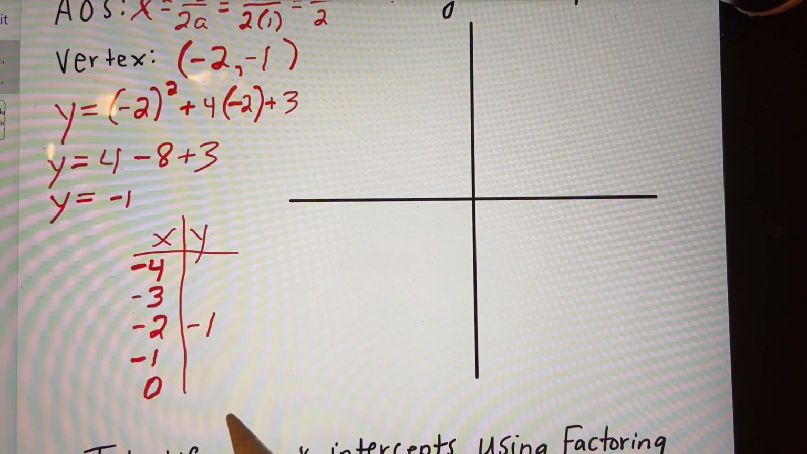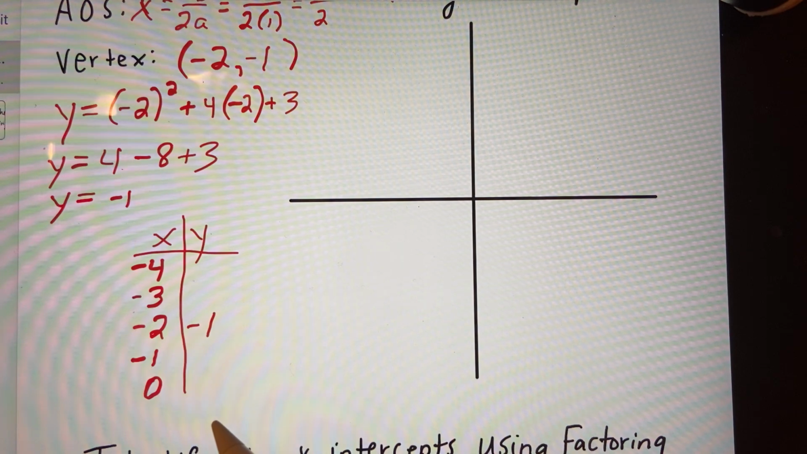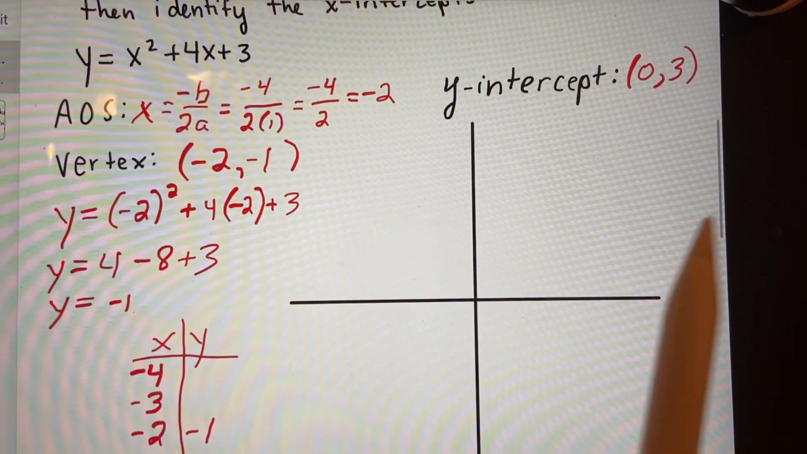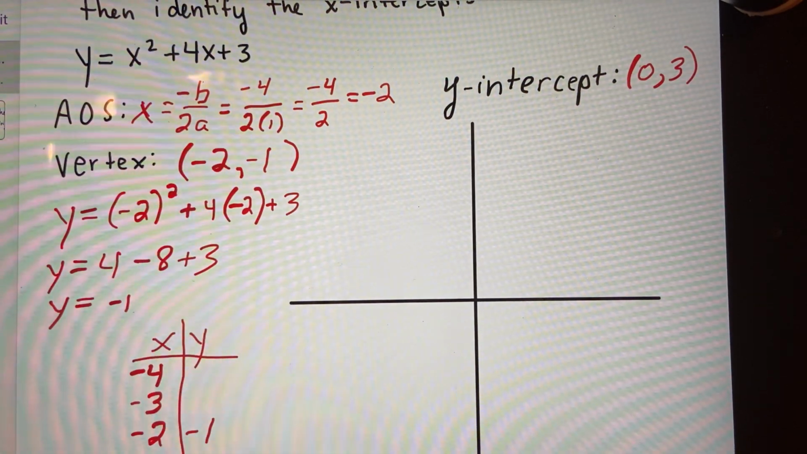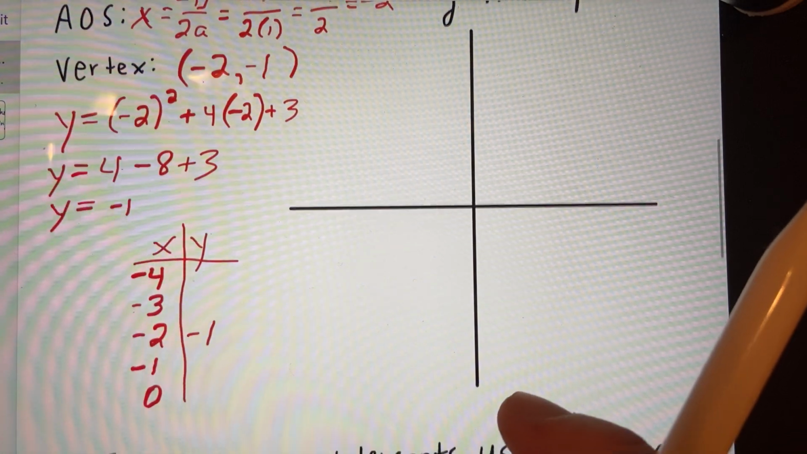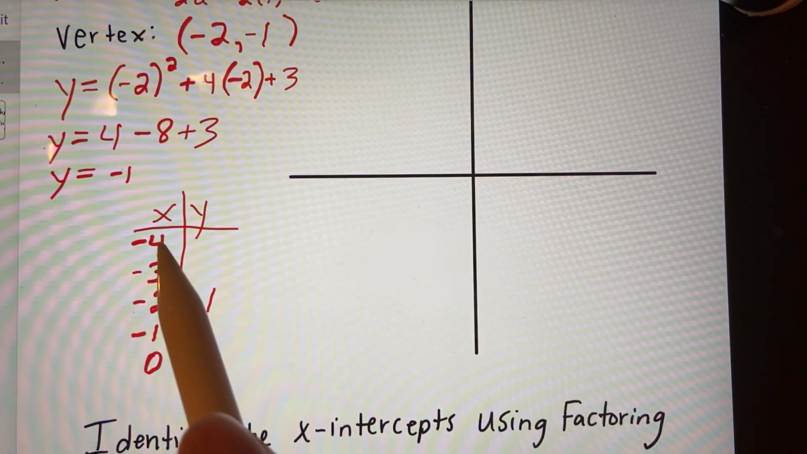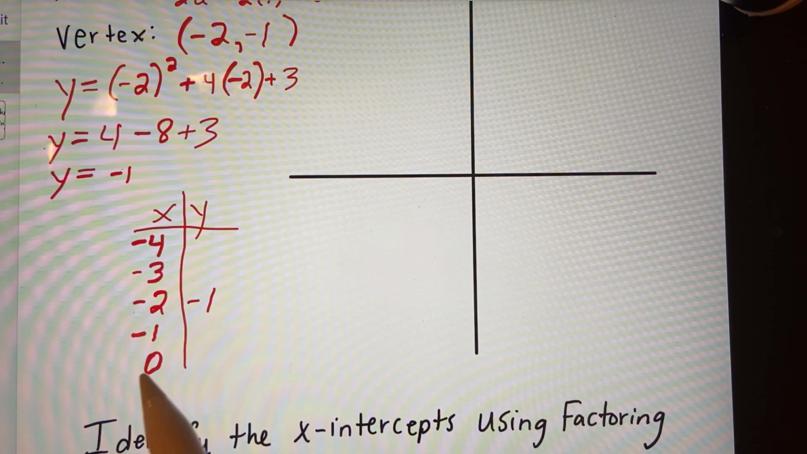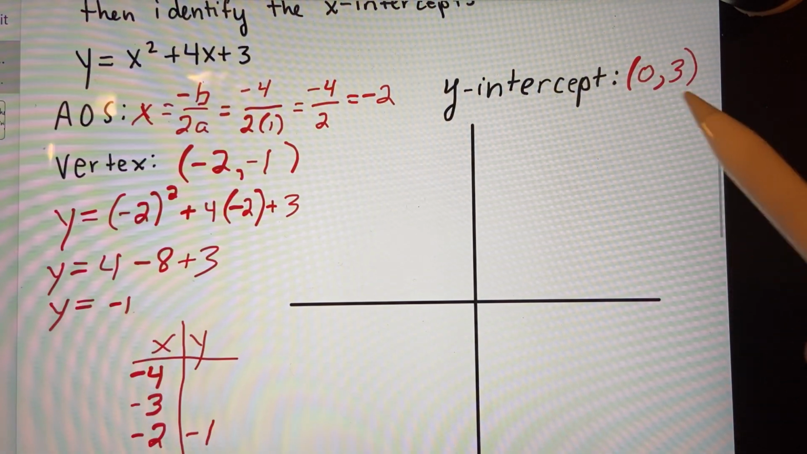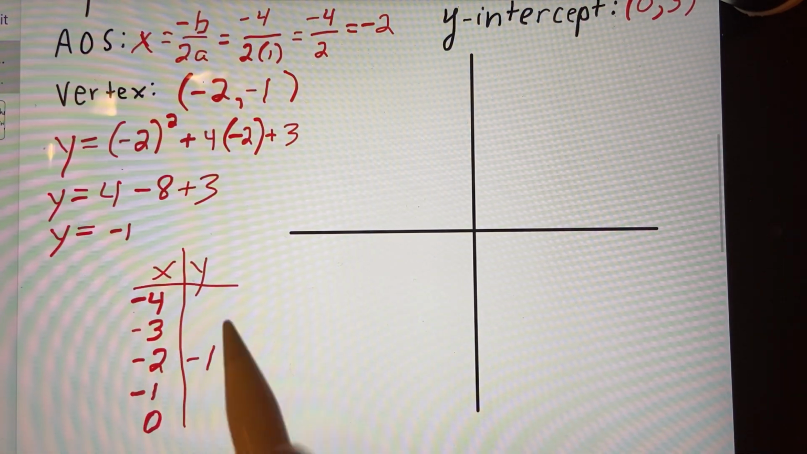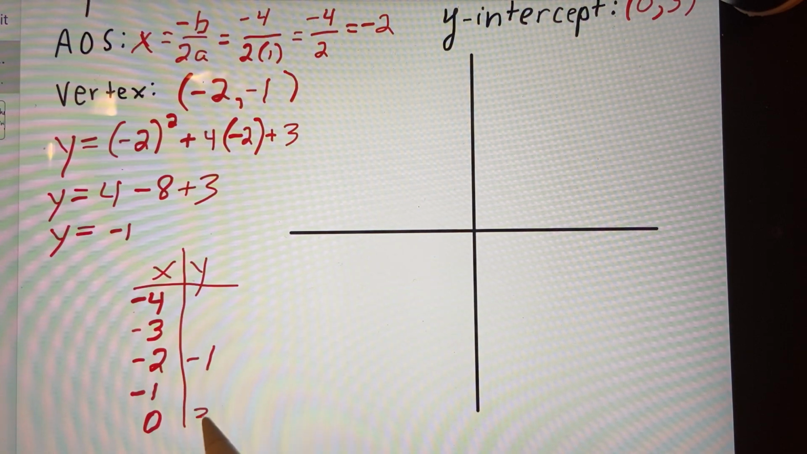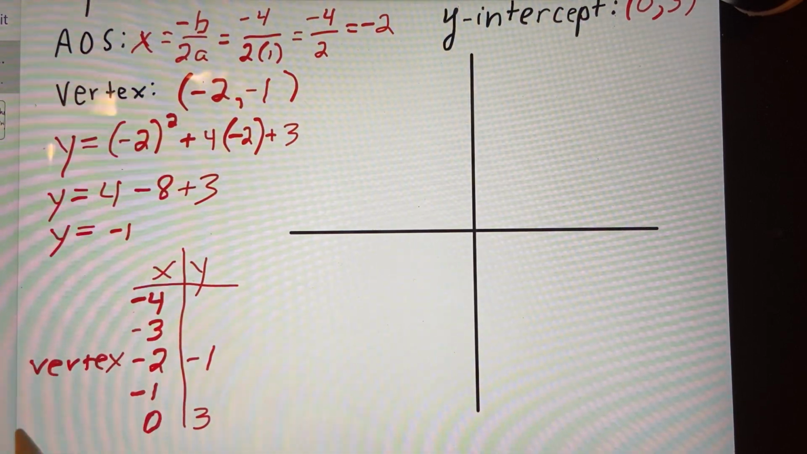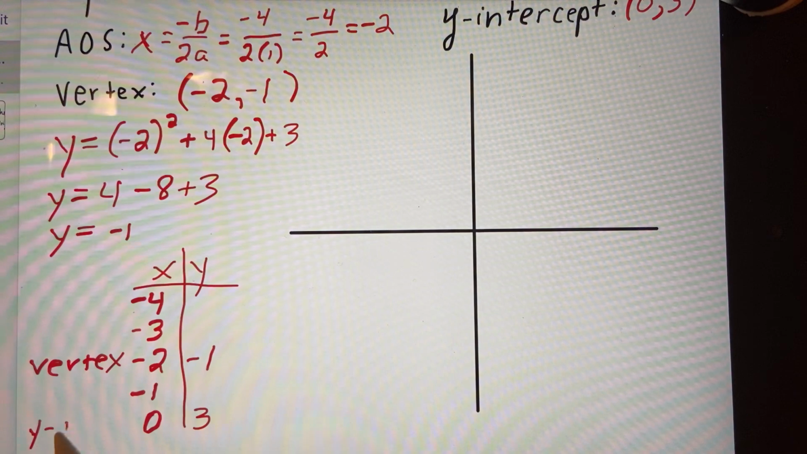Now to find out the numbers in the y column, we have to solve. And the way we're going to solve is we're going to go back to our equation from the very beginning, y equals x squared plus 4x plus 3, and plug in those numbers to see what they equal. First of all, I don't need to solve all of these. I notice that I have a 0 in the x column, and the y-intercept is (0, 3). So this last ordered pair must be (0, 3). That's your y-intercept. Let's label these. This is the vertex. This is the y-intercept. This will come in handy when we're graphing.